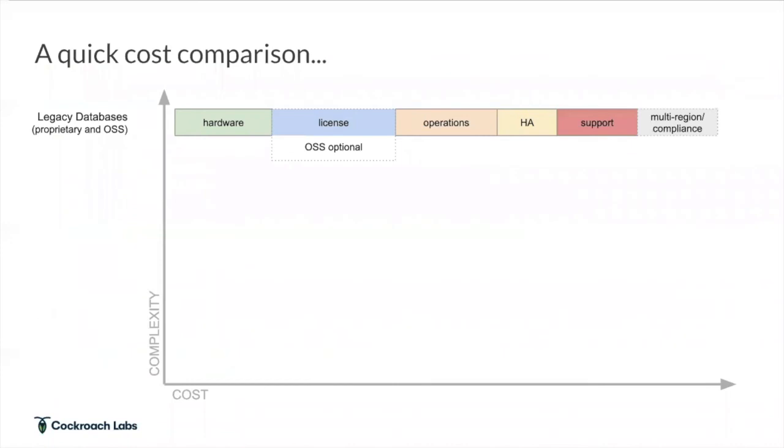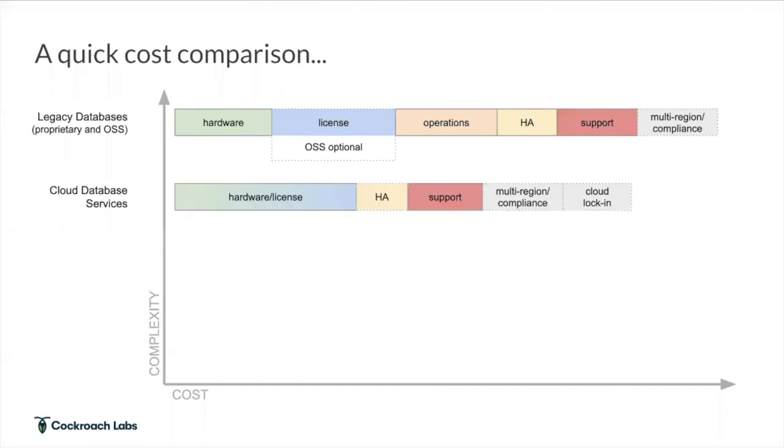So finally, quick cost comparison. I went through all of these different sections, and I'm going to break it down into different types of database. So a legacy database, so proprietary open source: you've got to buy hardware, you've got to get the license. And then there's the support thing, which is that extra 25% with open source. Okay, it's maybe optional. You've got to actually have operations in place. You've got to sort out the high availability. And then if you want multi-region and compliance, well, it's a wholly other added cost.